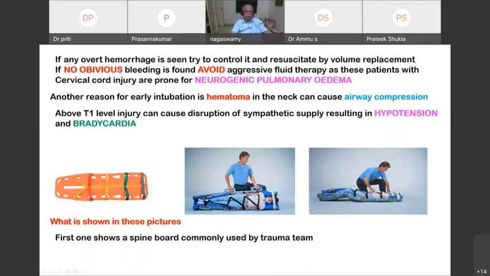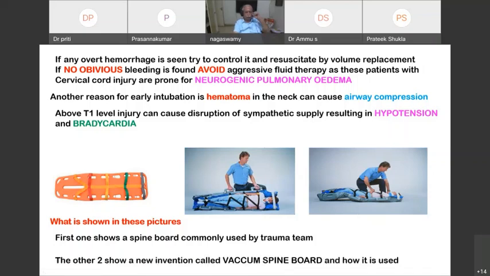Whereas here, can you see what is happening to this? You can bend this, whereas this board is a fixed board. You can bend it here at the knee so that calf compression will not happen. Venous return will be aided, and it has handles which can be moved by a single person. After applying all the straps, you can rotate the person for any maneuvers. The other two show a new invention called the vacuum spine board and how it is used.